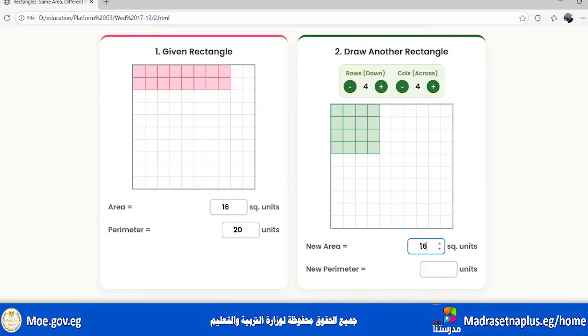Let's find their perimeter. The perimeter for the pink one is 20 units. What about the green one? The perimeter is the sum of side lengths. That means 4 and 4 and 4 and 4. They are 16 units. You can see they are 16 square units for area, and 16 units for perimeter.